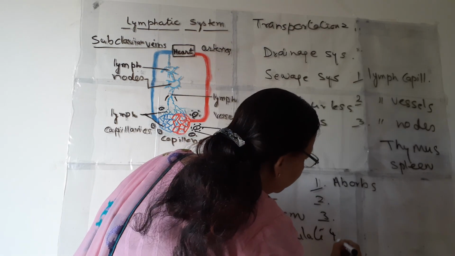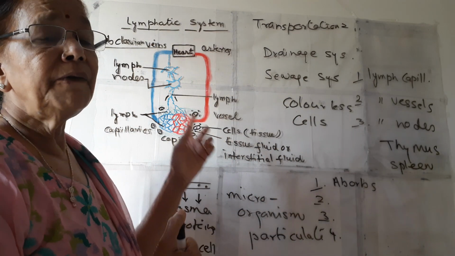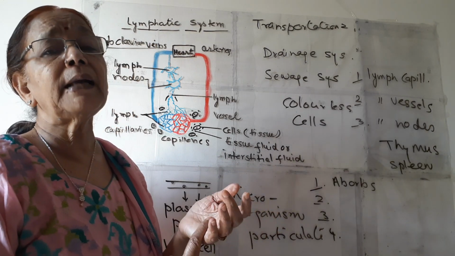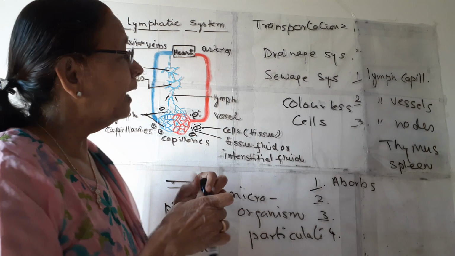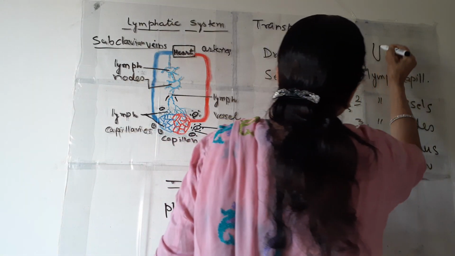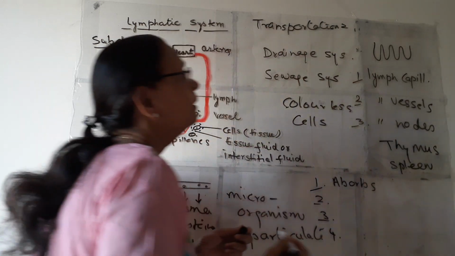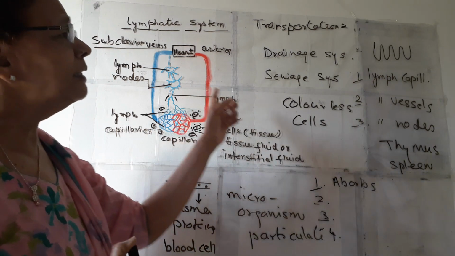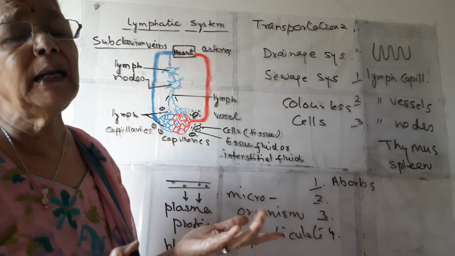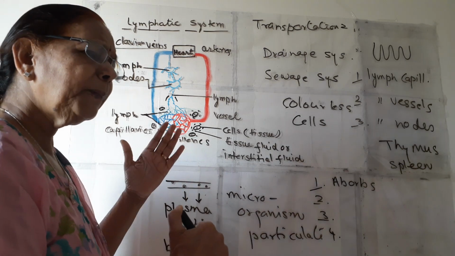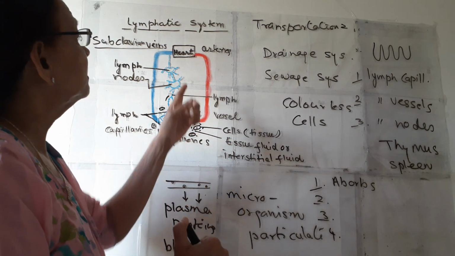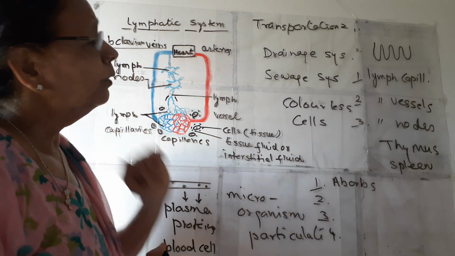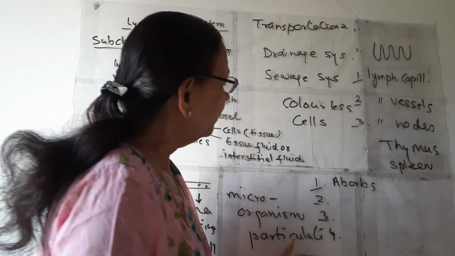The fourth function is that these lymph vessels absorb fatty acids and fats from the digestive system, from the villi of the intestines. You know, these villi are present in the wall of the intestine. So from these villi, the lymph vessels absorb fatty acids and fats, and later on these fats and fatty acids are poured into the subclavian veins, and then they go to the heart. So these are some important functions.